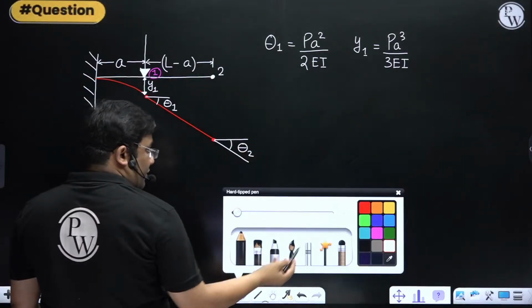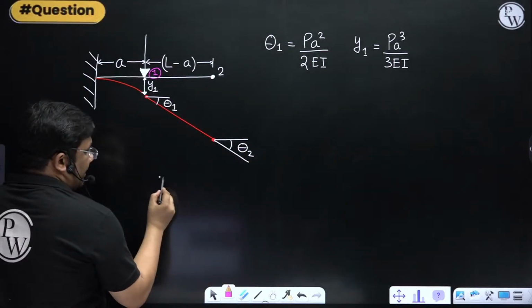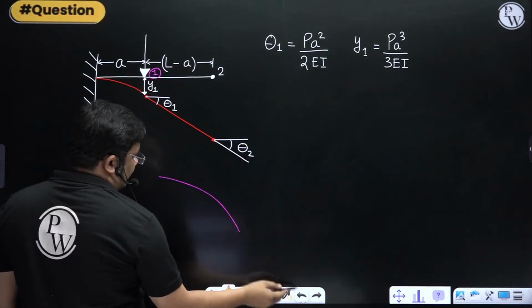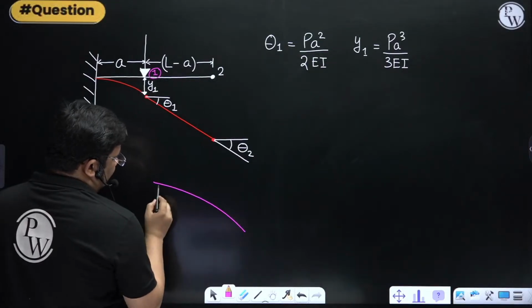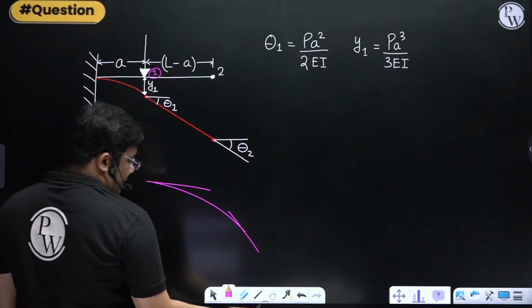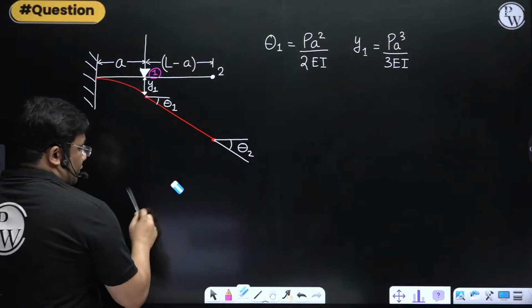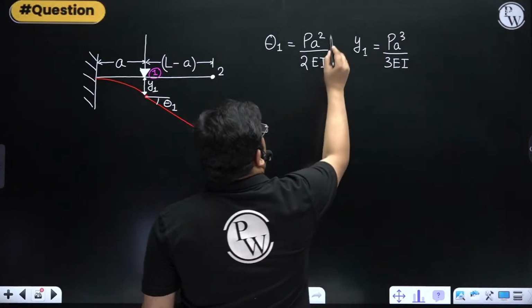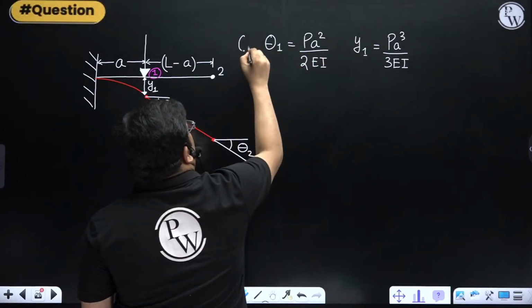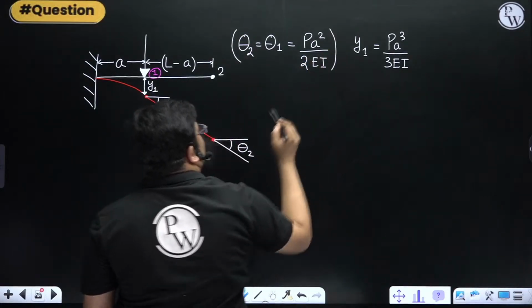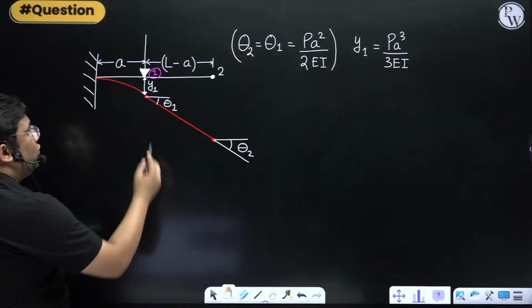See, if this was in a curve like this, this slope and this slope would have been different, right? Suppose the curve is like this, then this slope and this slope will be different. But it is straight, so these two slopes will be the same. So I can say that this theta 1 is theta 2. So the slope is the same here.